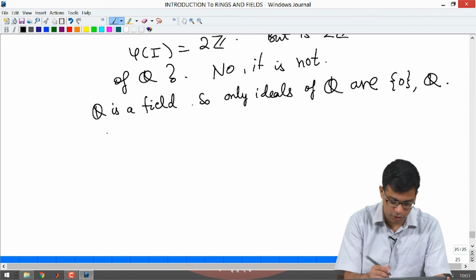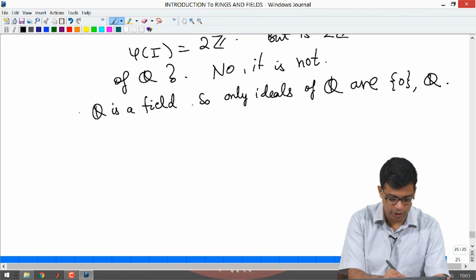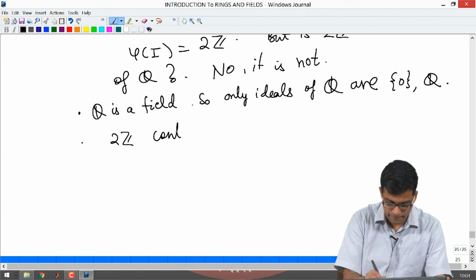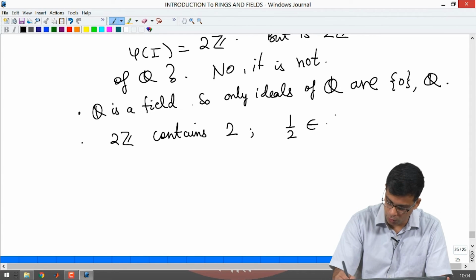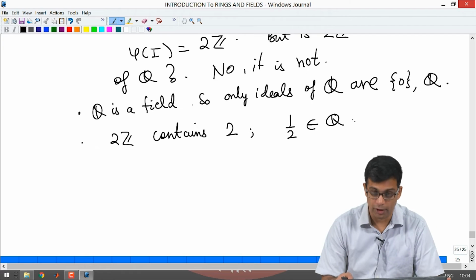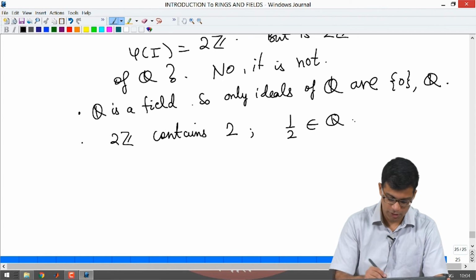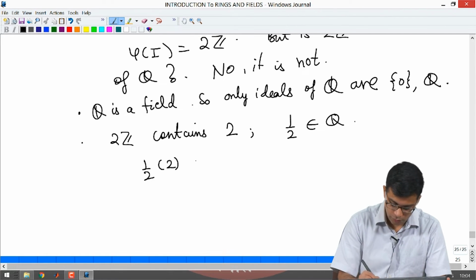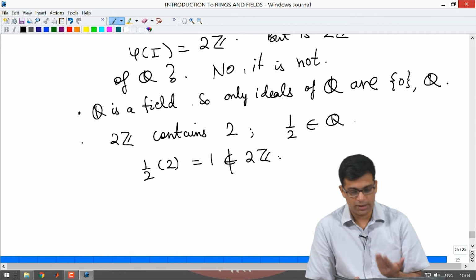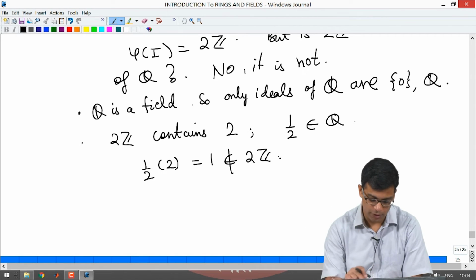Also, we know more directly that 2Z contains 2, and 1/2 is in Q, right. 1/2 is an element of the rational numbers, but 1/2 times 2, which is 1, is not in 2Z, right. 1 is not an even integer. So 1 is not in 2Z.